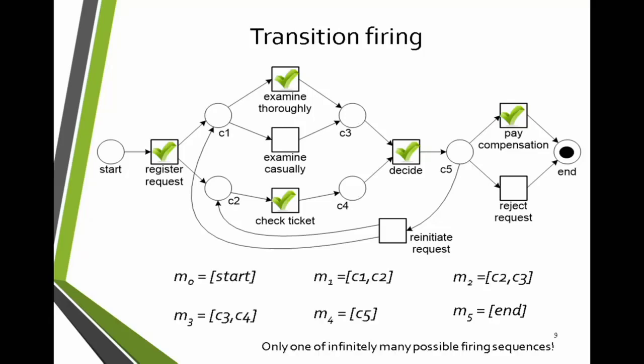So the firing sequence can be represented by the markings, as I do here. So a firing sequence can be said like we have marking M0, M1, M2. That's a firing sequence. You can also list the transitions that you fire. That's the equivalent notation. You can say register request, examine thoroughly, check ticket, decide, pay compensation. That's my firing sequence in terms of the transitions. You can denote it both in terms of markings as well as transitions. It's exactly the same. It contains the same information, right?